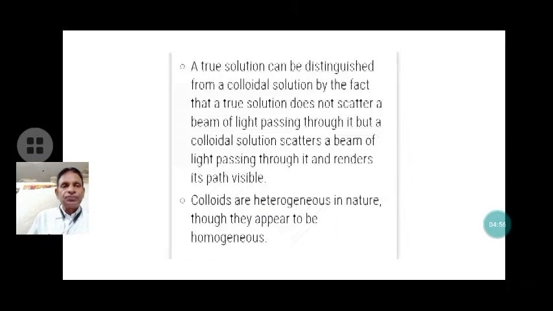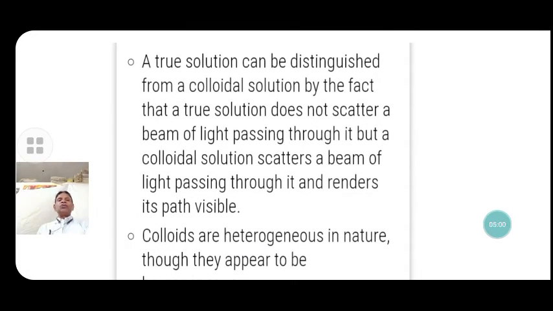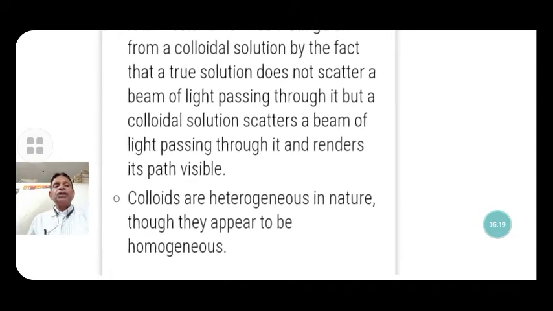Now here, a true solution can be distinguished from a colloidal solution by the fact that a true solution does not scatter a beam of light passing through it, but a colloidal solution scatters a beam of light passing through it. It renders its path visible, and colloidals are heterogeneous in nature, though they appear to be homogeneous.